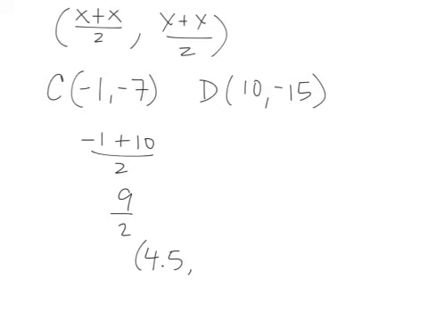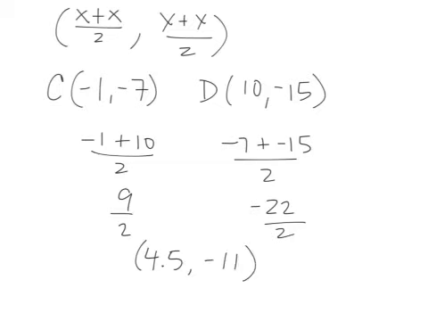Again, for the y values, we take -7 and we add -15. Common mistake is to forget to add them, and some students subtract, getting the incorrect answer. But if we add those two values, a negative and a negative added together will be another negative, which would be -22. When we divide that by 2, we get -11, and there is our midpoint.